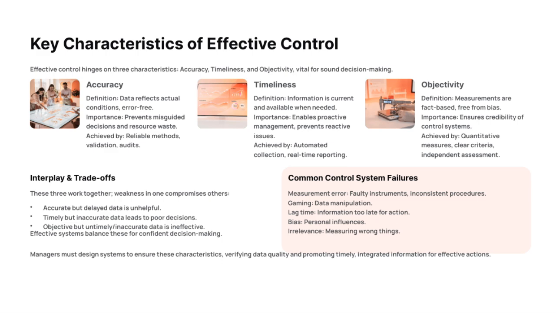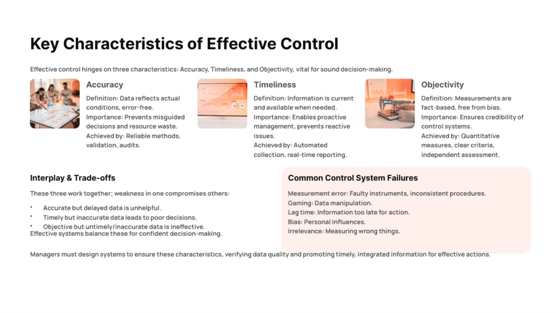When we talk about measurement error, it often comes from faulty instruments or inconsistent procedures, which can distort our understanding of the situation. Gaming or data manipulation is another challenge, where individuals might alter data to meet targets rather than reflect reality. Lag time refers to information arriving too late to take meaningful action, while bias involves personal influences that can skew the data. Relevance is about making sure we're measuring the right things. If we're tracking the wrong metrics, all our efforts can be misguided.